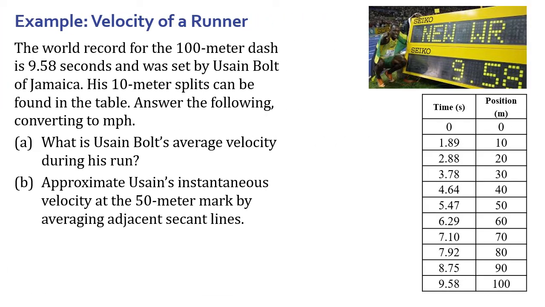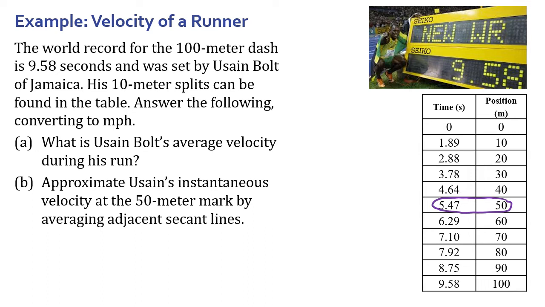Let's look at letter B. Approximate Usain's instantaneous velocity at the 50-meter mark by averaging adjacent secant lines. So to find that instantaneous velocity, what it's asking for is find the slope of the tangent line at the position of 50. So we're looking at he is right here, 5.47 seconds in at 50 meters.